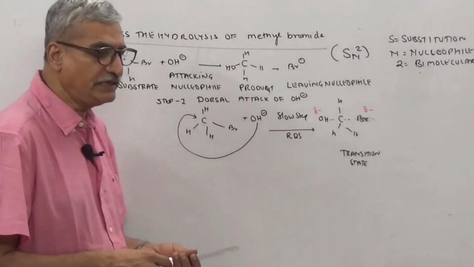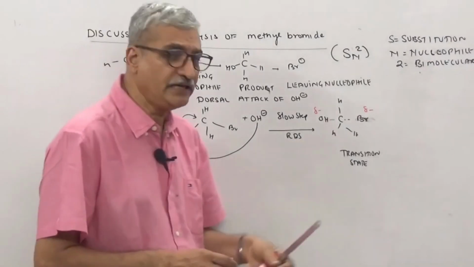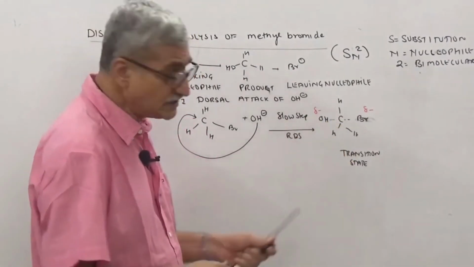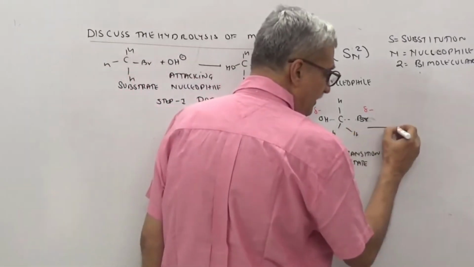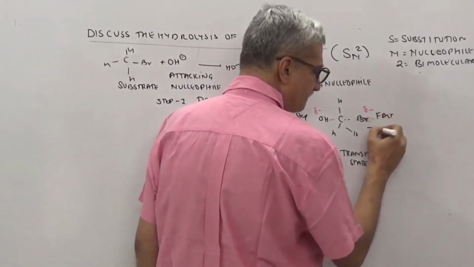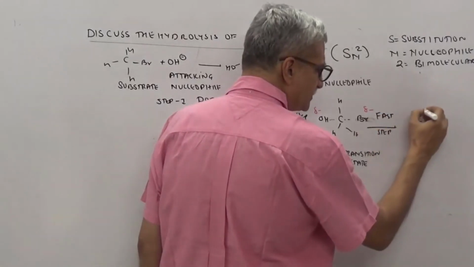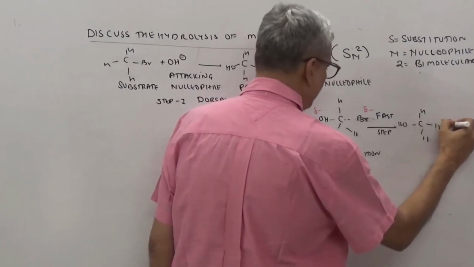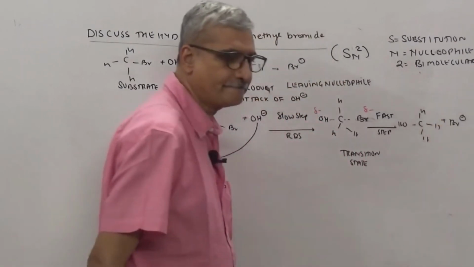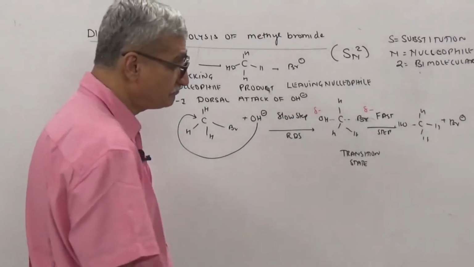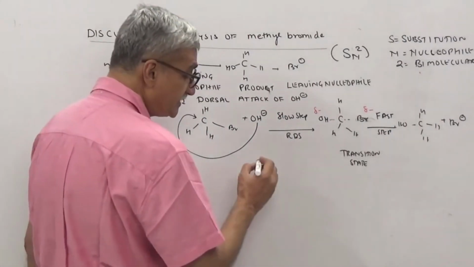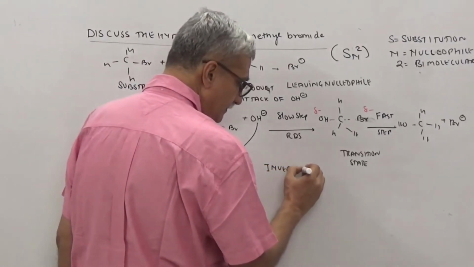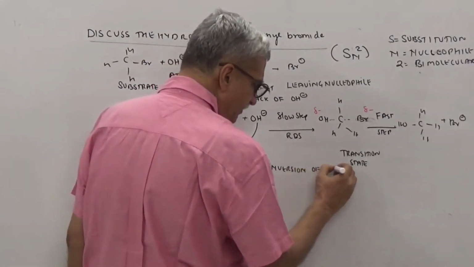But what is this resulting in? This is resulting in carbon having pentavalency, no? 1, 2, 3, 4, 5. So this transition state is unstable, and therefore it is a fast step. What happens? You get CH3OH plus Br minus. So what is happening? The first thing you are realizing is there is an inversion of configuration.